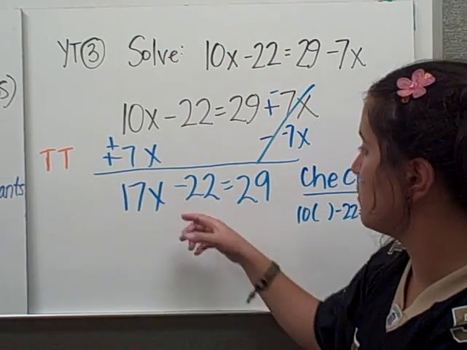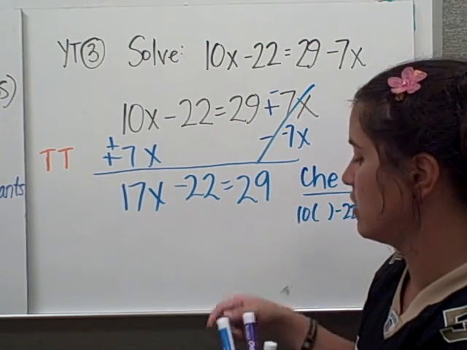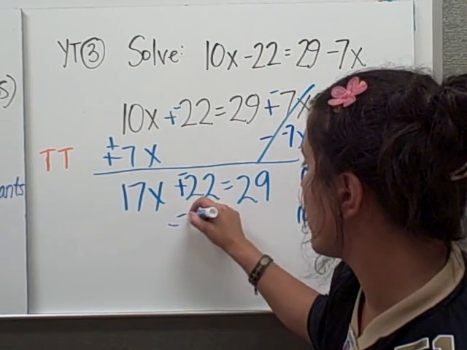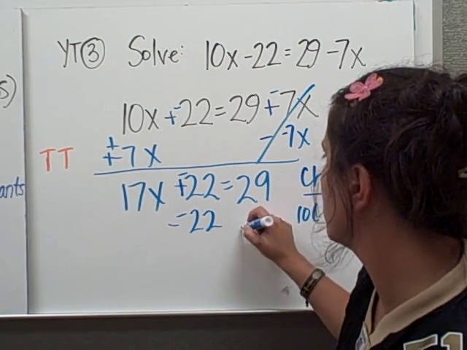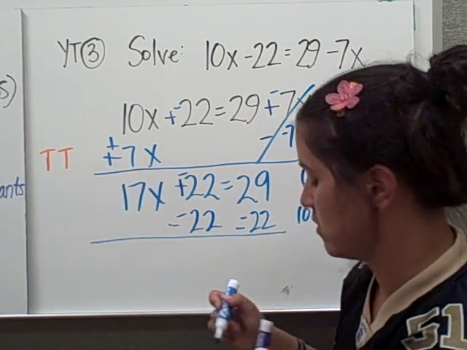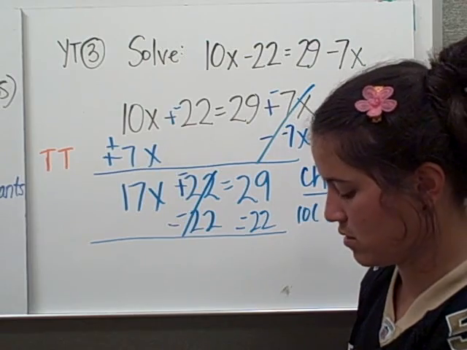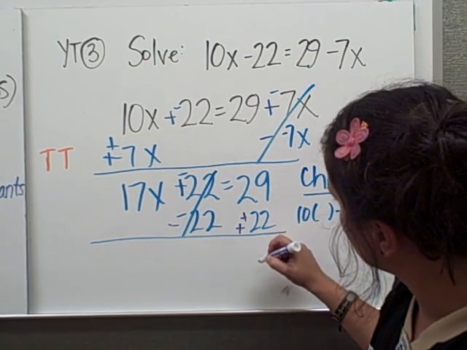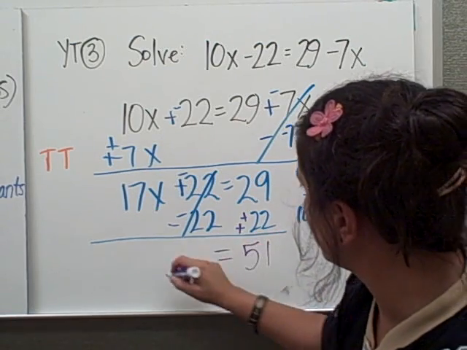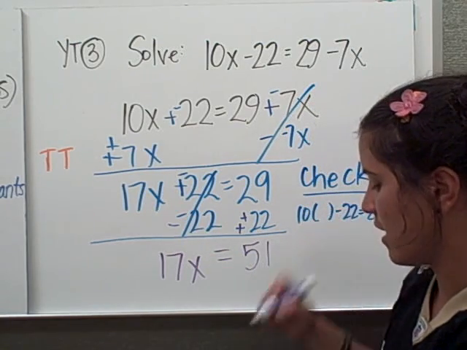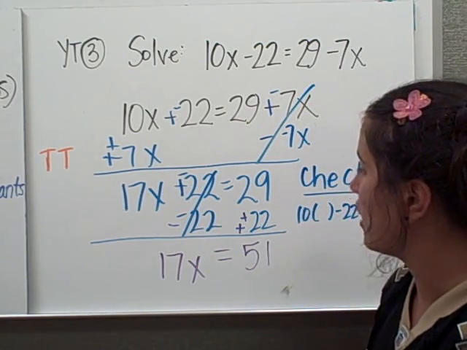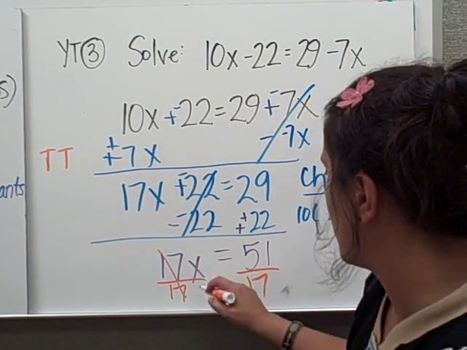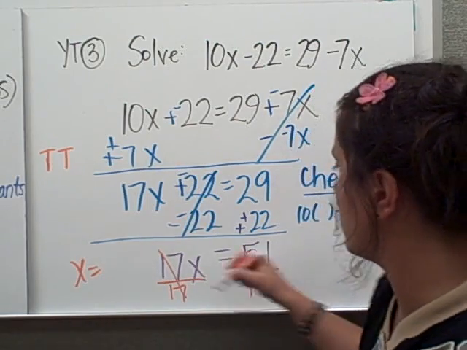I have to move my minus 22 over here. Whoops, I forgot to touch twice at the very beginning. So I'm going to move this over, minus -22. And I touch this twice. 29 plus 22 is 51. 17x equals 51. I want to undo this multiplication with division. And it looks like x is going to equal 3.